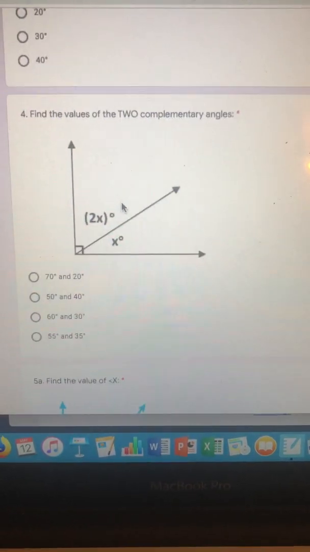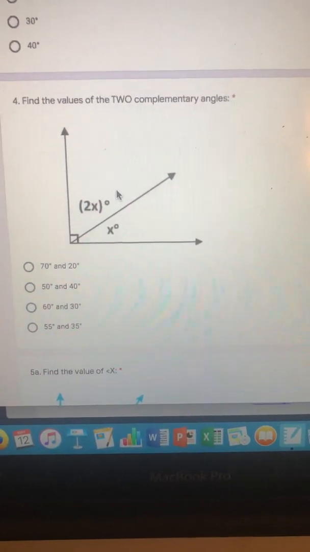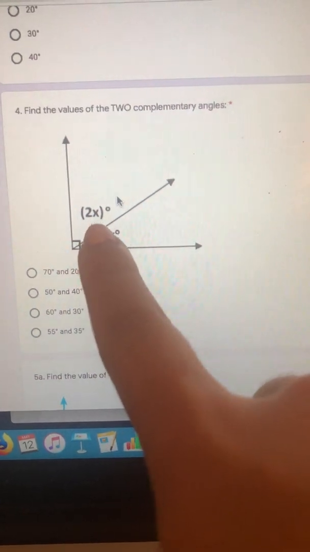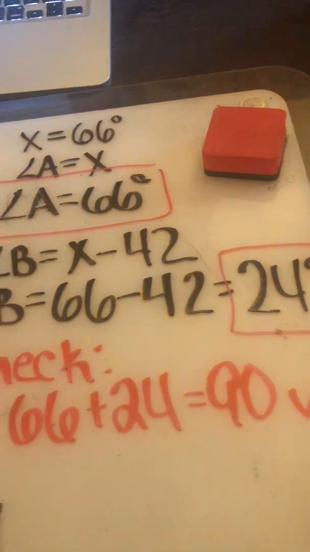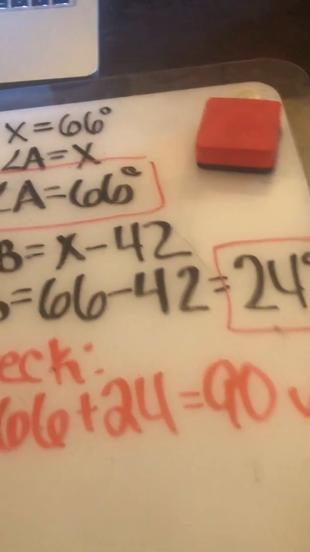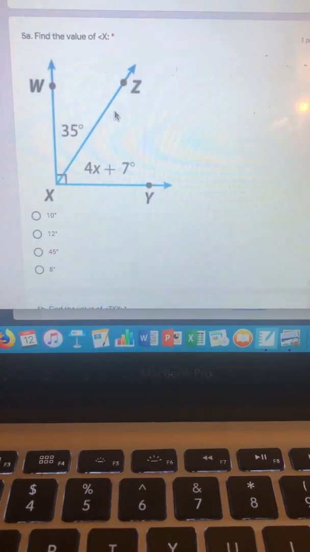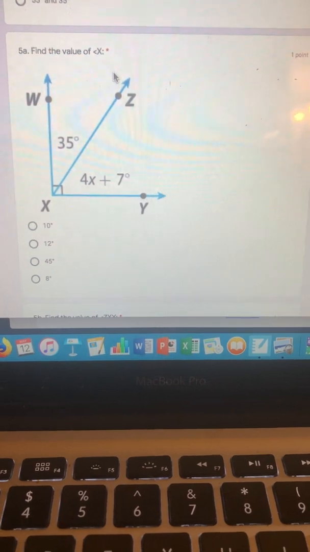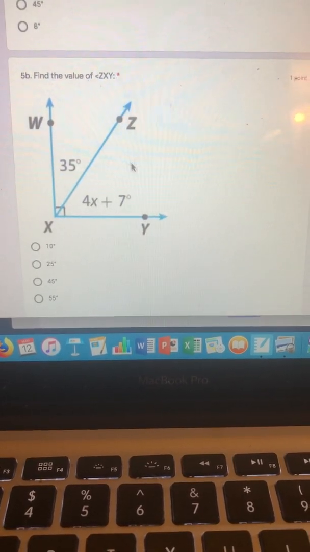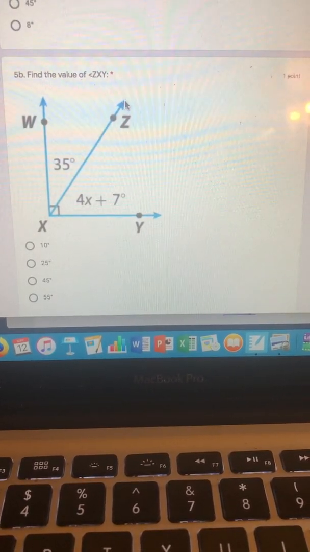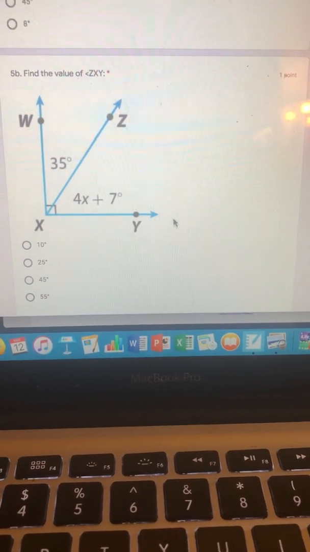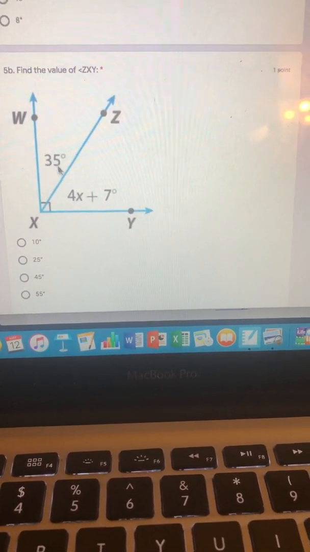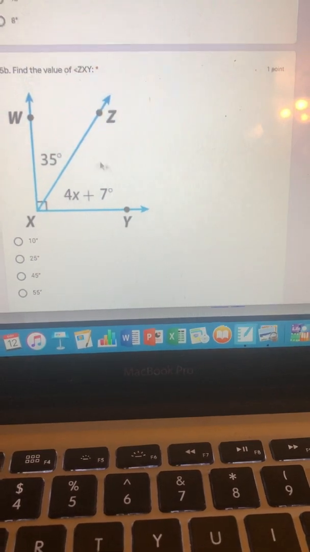For question 4, you are finding the angle measures. So you're telling me what this angle is and what this angle is. So that's that additional step we did over here when we actually found the angle measures, okay? And then question 5, very similar, same idea. First thing you're doing is solving for x, okay? And then the second thing is to find this angle, z, x, y, because it wouldn't make sense. We already know this angle is 35. You're going to tell me what is this angle's measure.